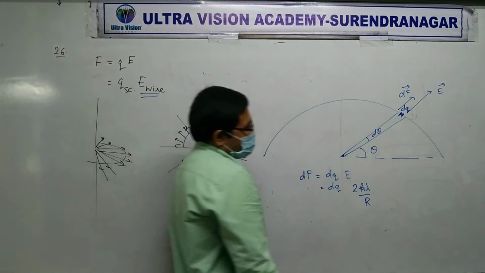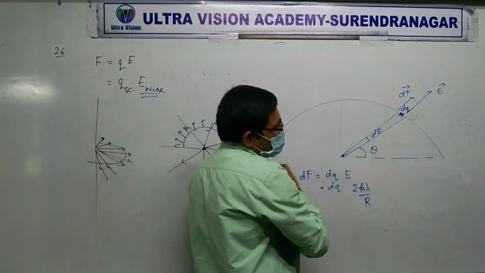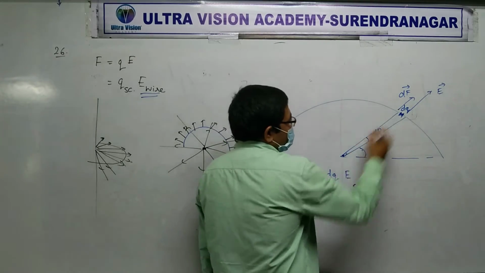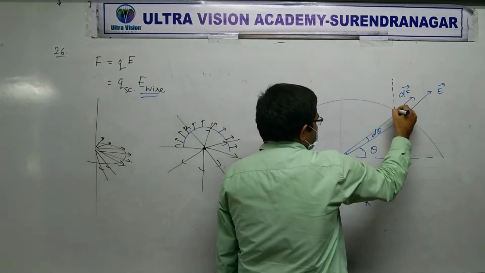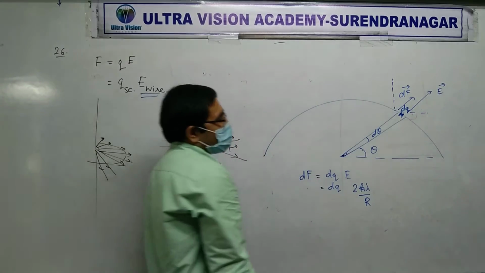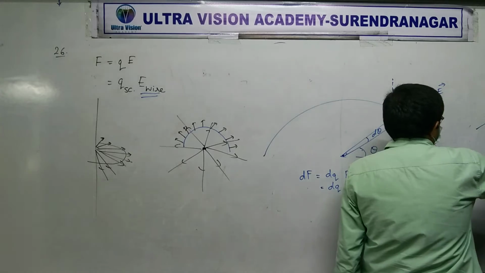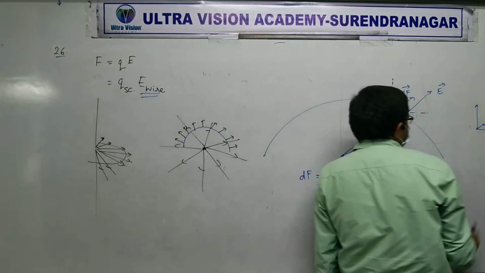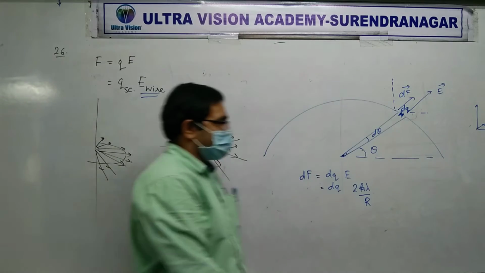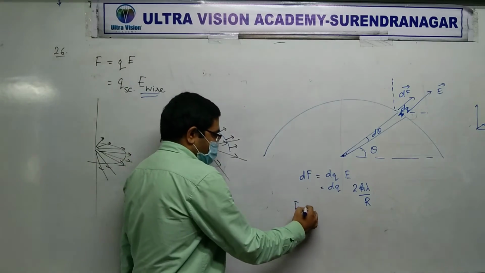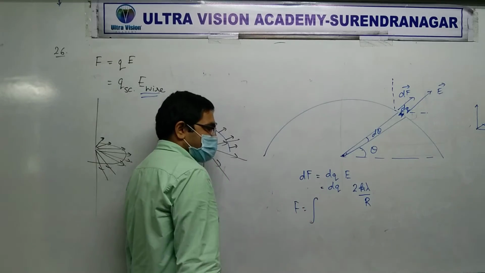But like I said earlier, we are only interested in the vertical component, not in the horizontal component. Here theta is the angle. So if I want to take the vertical component, what will I have to do? df is like this. This is the angle theta here. Then df I want to take vertical, so df sin theta. Yes. So total force F will be the integration.